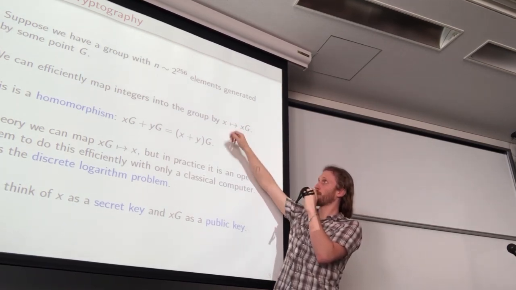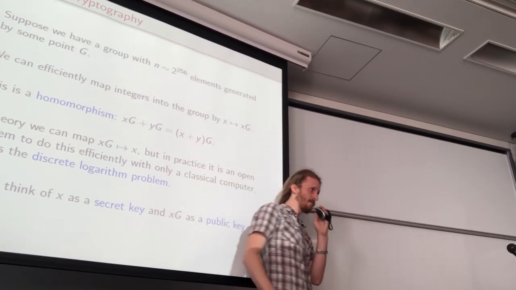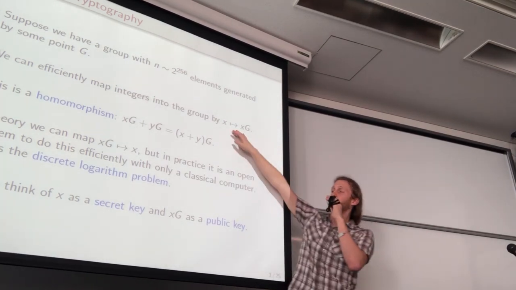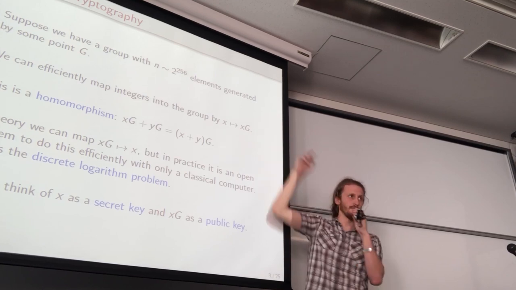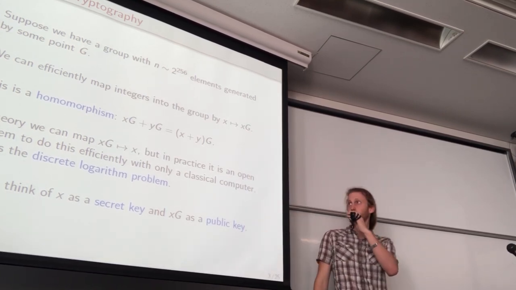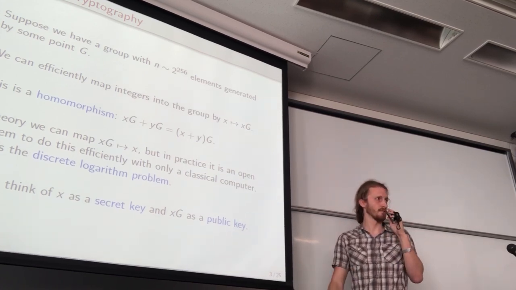This number here, x, is typically very large, something like 2 to the 256. That's something like 85 digits. We can actually do this very efficiently. We don't actually have to do g plus g plus g plus g, 2 to the 256 times. There are much, much more efficient things to do.